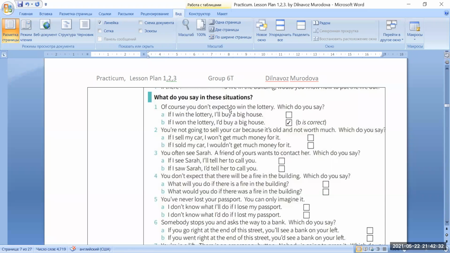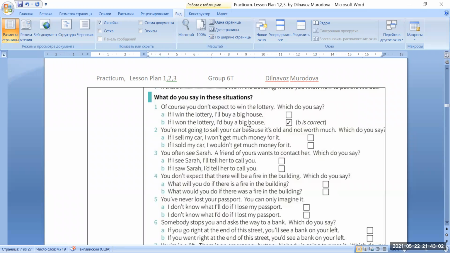Of course, you don't expect to win the lottery. You don't imagine winning the lottery. It is just the A and B sentences. Which one is true? If I won the lottery, I would buy a big house. It is a true sentence. Why? It is an unreal case, an unreal situation. This is why here we are using second conditional, because in real life, I don't expect to win the lottery. Yes? Okay, the second one.